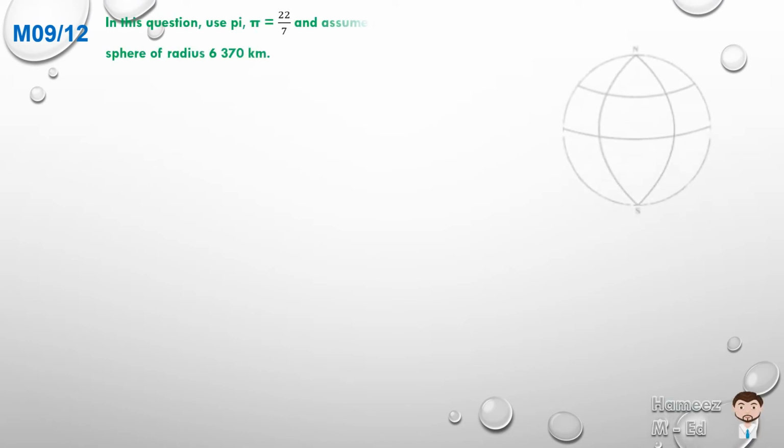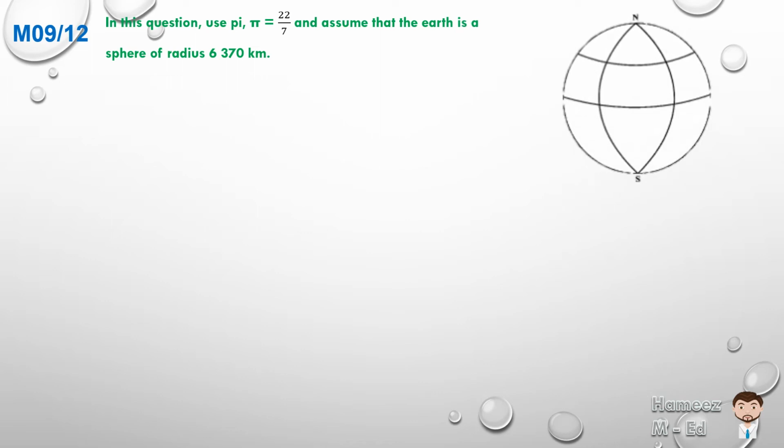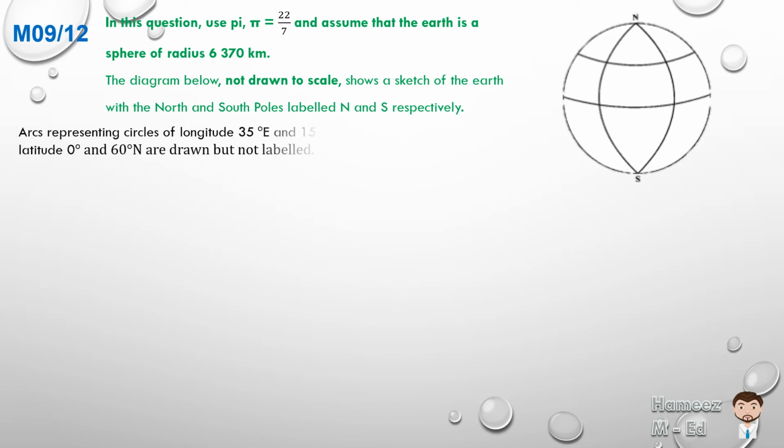May 2009, number 12. In this question, use pi as 22/7 and assume that the Earth is a sphere of radius 6,370 kilometers. The diagram, not drawn to scale, shows a sketch of the Earth with the north and south poles labeled N and S respectively. Arcs representing circles of longitude 35 degrees east and 15 degrees west, and circles of latitude 0 degrees and 60 degrees north are drawn, but not labeled.